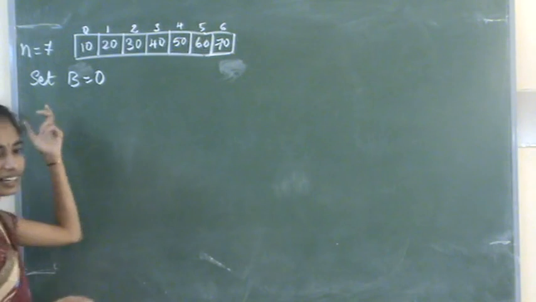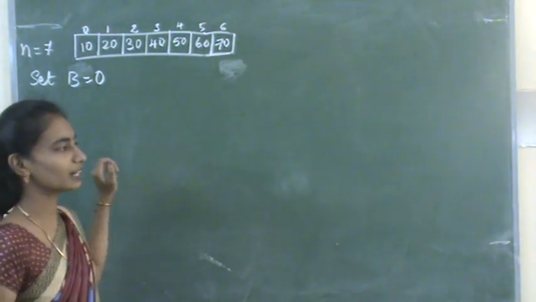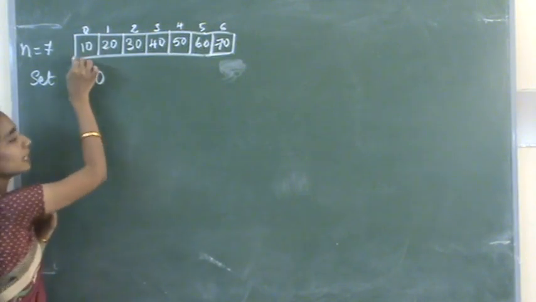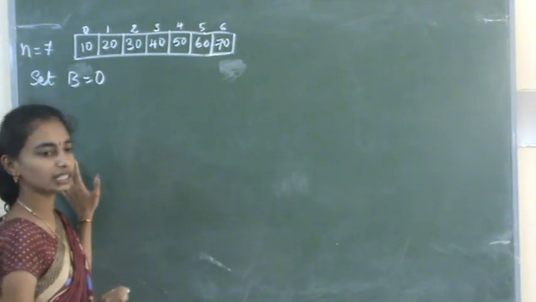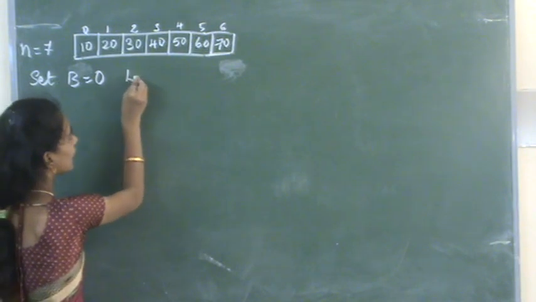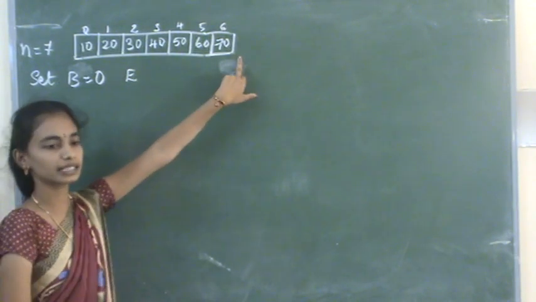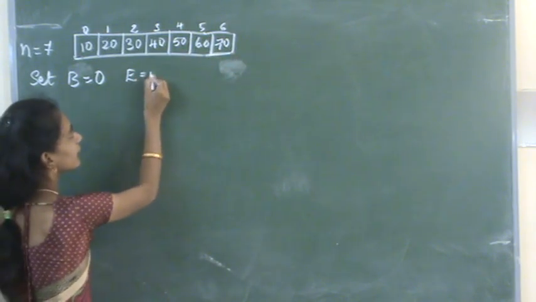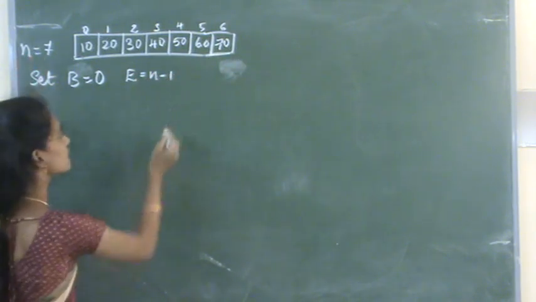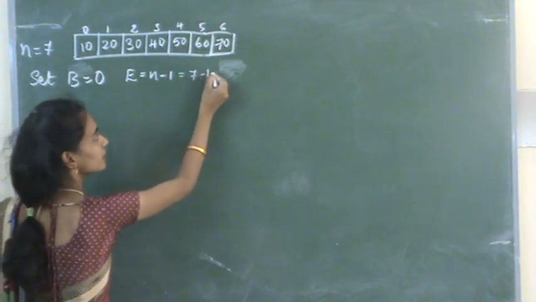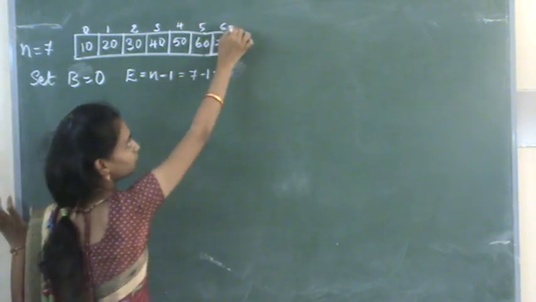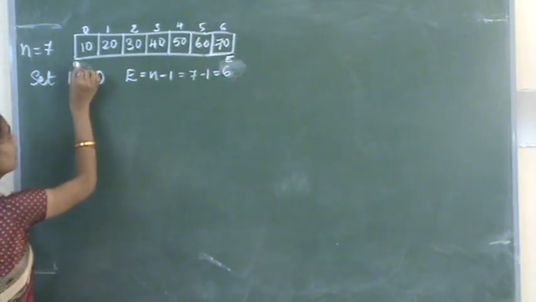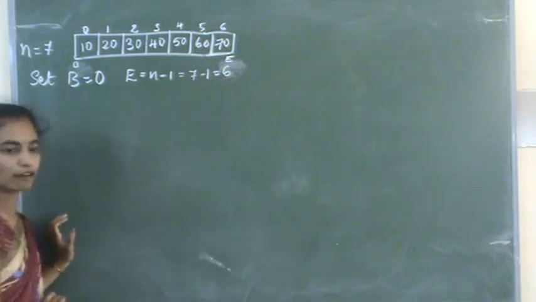So here we are initializing the value b equals 0, so that becomes the first element, which we take as the beginning. And then we are assigning the end element. So for end, we count the end of the array, so we take n minus 1. n is 7, so 7 minus 1 is 6. So the sixth position we call the end of the array. So this is the beginning and this is the end of the array.